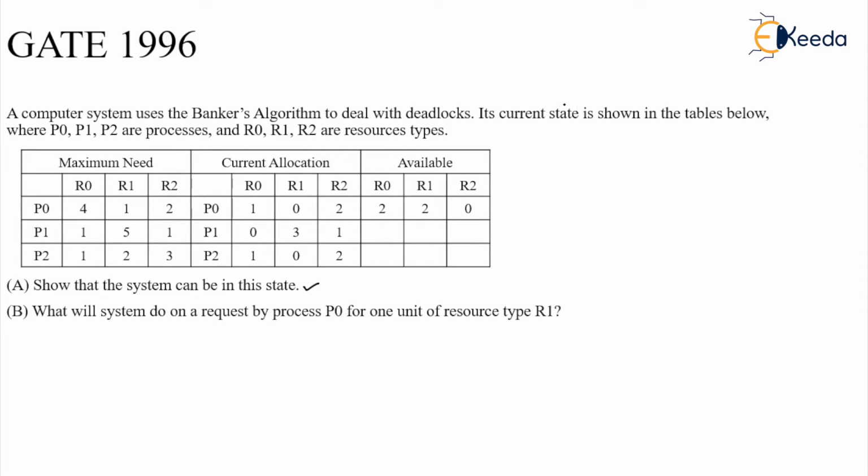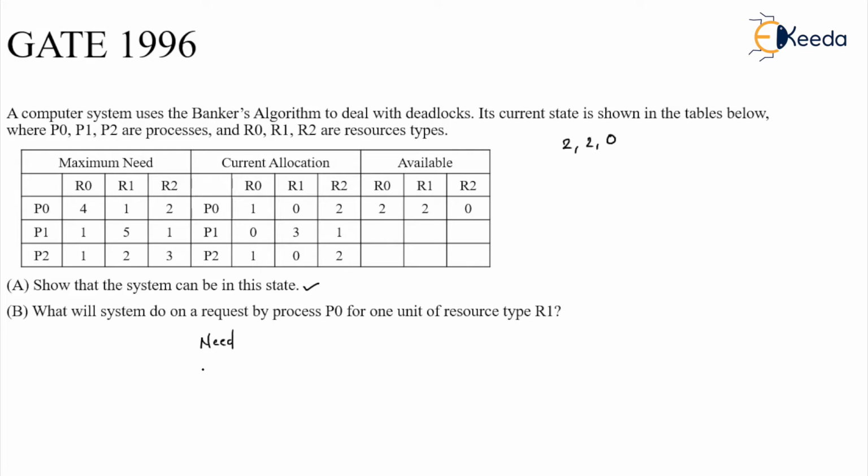Now, its availability is 2, 2 and 0, and we can satisfy whichever request fits within 2, 2, 0. Here in this case, the maximum need is given, so this is the maximum need. The need matrix I have to calculate, and the need matrix will look like this.